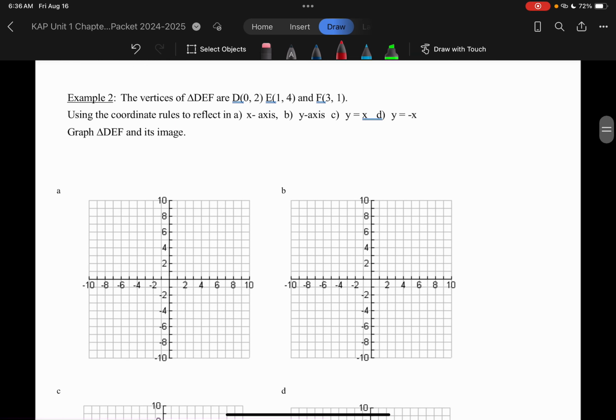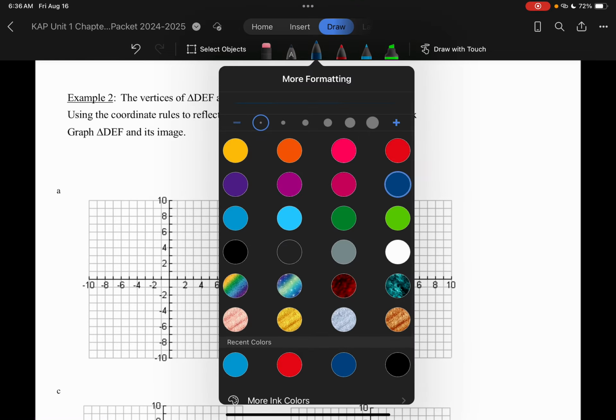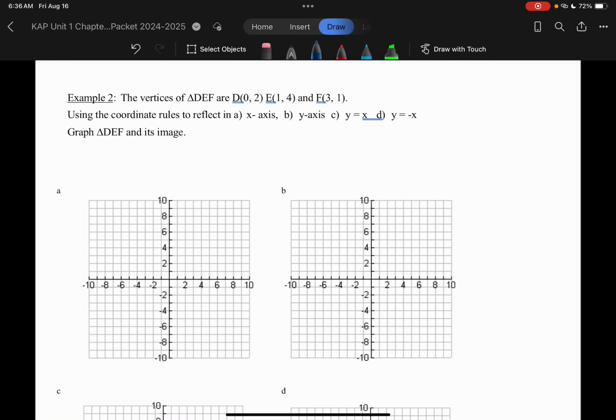All right, next we're doing the reflections using triangle DEF. I'll probably just run through a few of these. I think that you guys kind of get the gist of it. It's more or less repeating what we did in the previous examples. So we got triangle DEF happening at 0, 2. There's D. 1, 4 for E. And then 3, 1 for F.